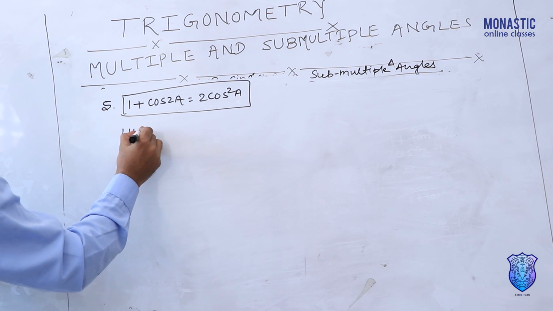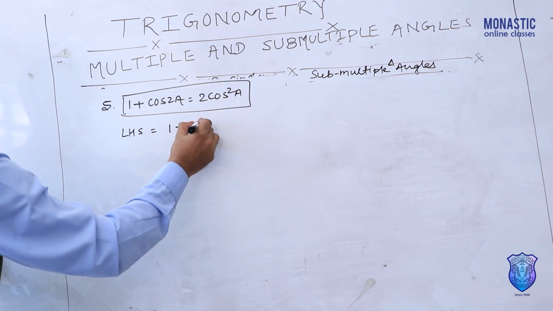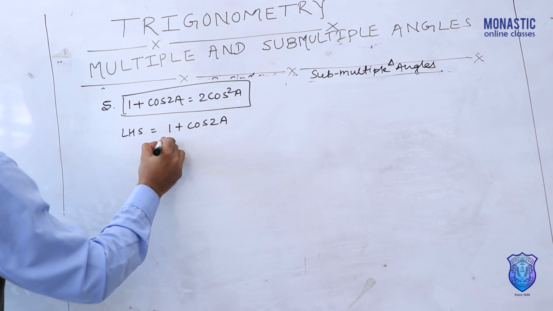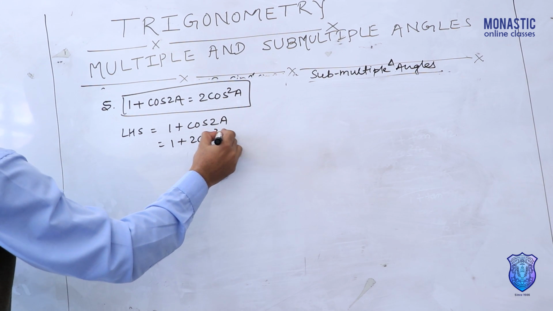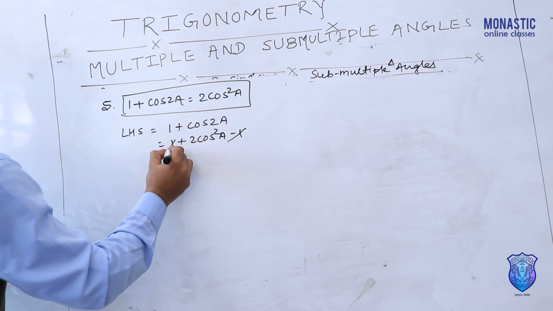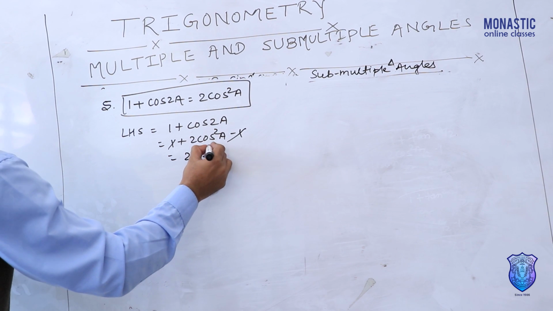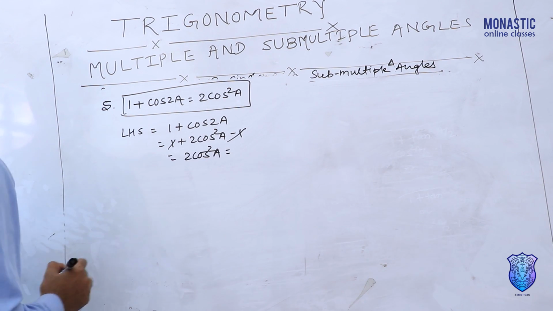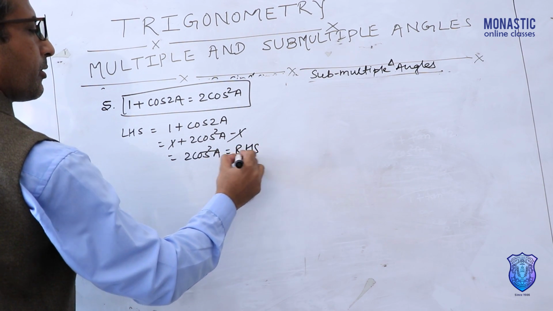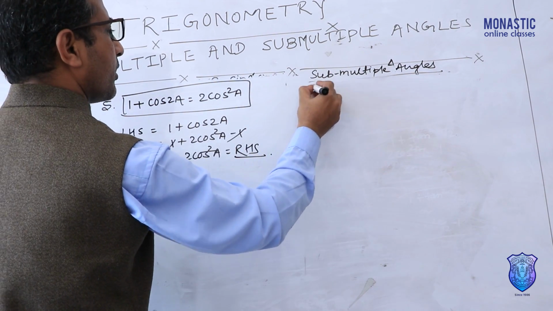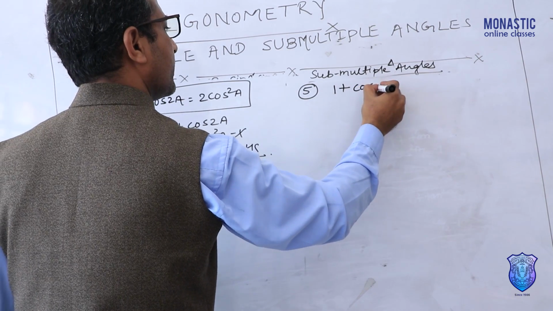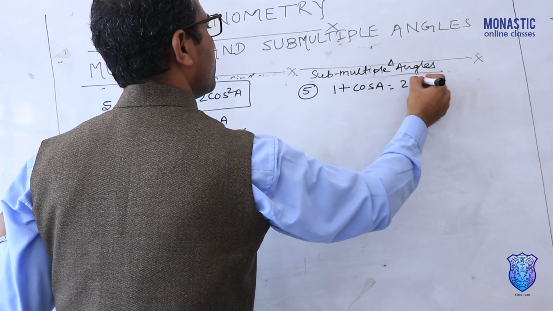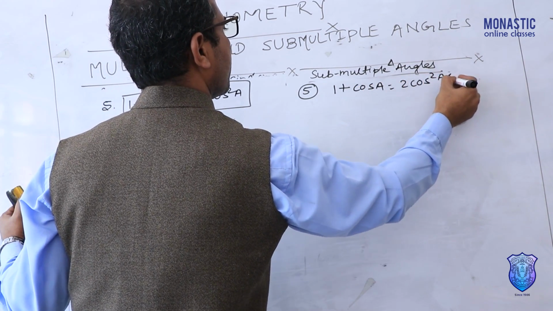If we have to prove this, we have learned the formula of cos 2a as 2 cos squared a minus 1. Do the simplification, that's it. And the submultiple formula of this, 1 plus cos a is equal to 2 cos squared a by 2.